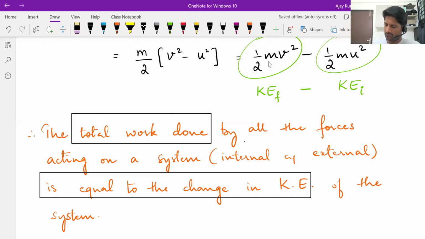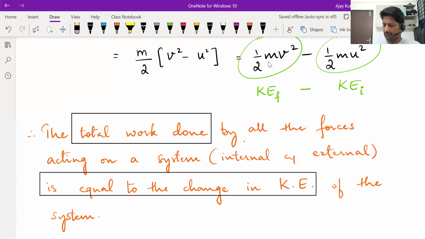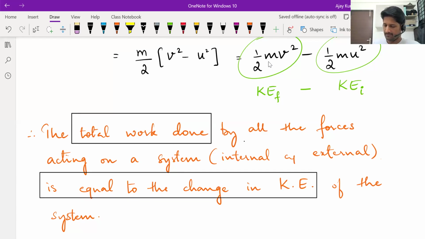And this is proof that the way we defined work, okay, we defined work as F dot ds, right? Mathematical formula for work is F dot ds or integral F dot ds. So this is proof that integral F dot ds does indeed give you the kinetic energy given to a system or taken away from a system.